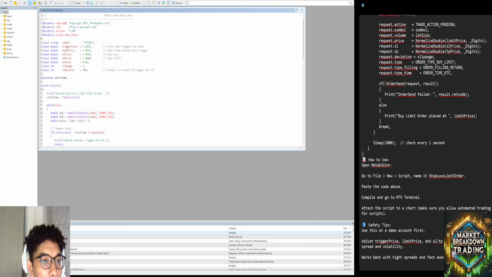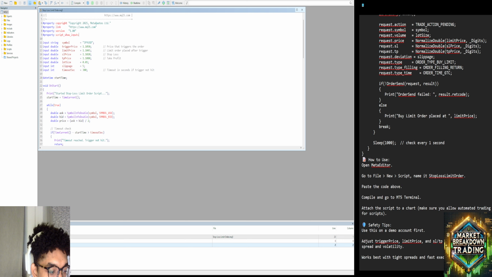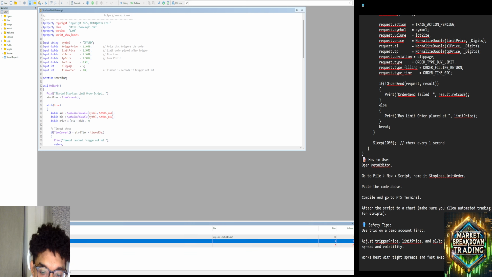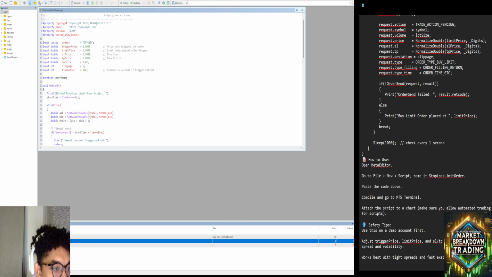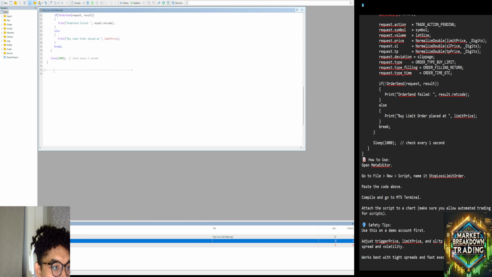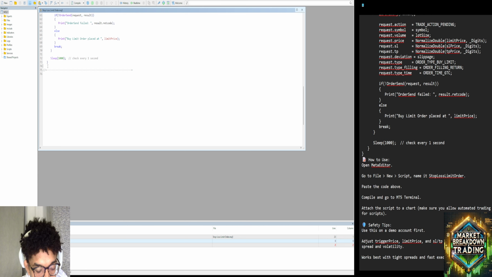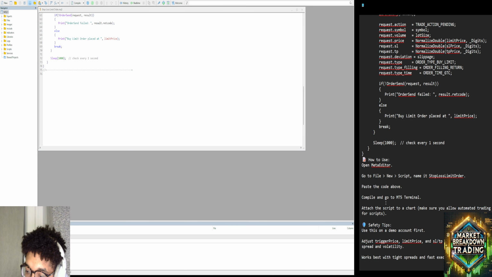So then we compile it. One error, one warning, where it says OnStart, maybe I need another one of these. Compile. Attach the script to a chart. So we compiled it, looks good.